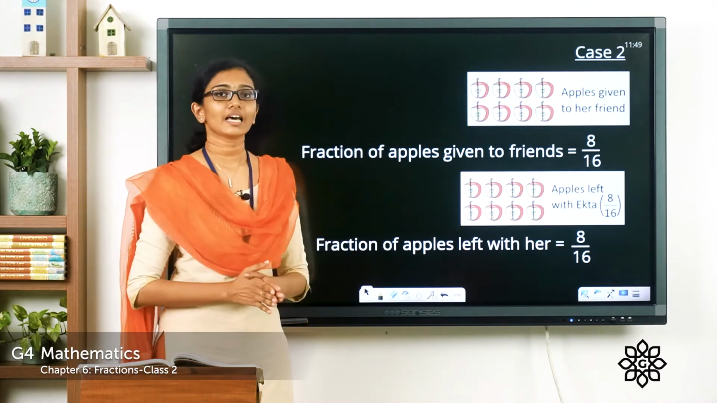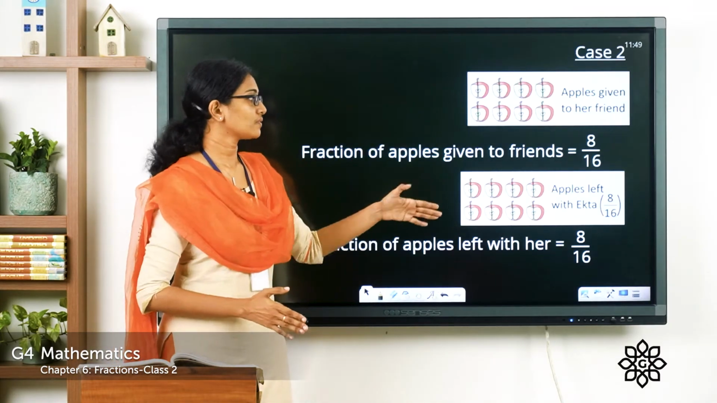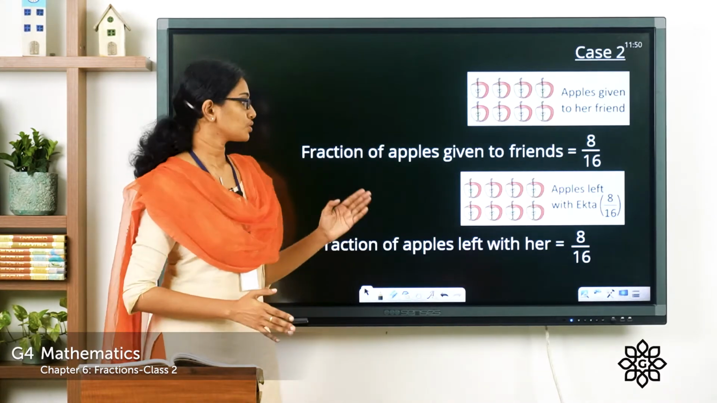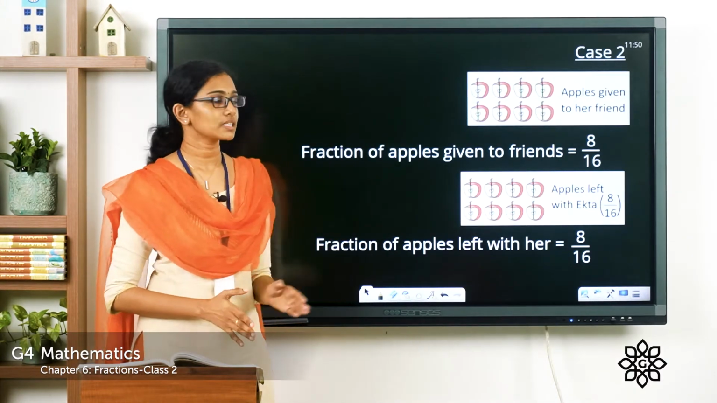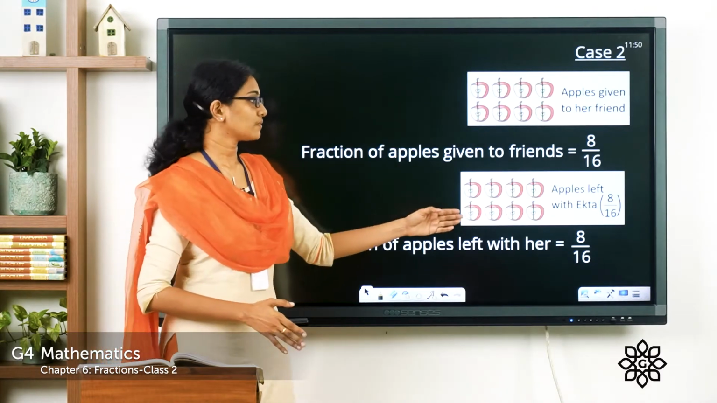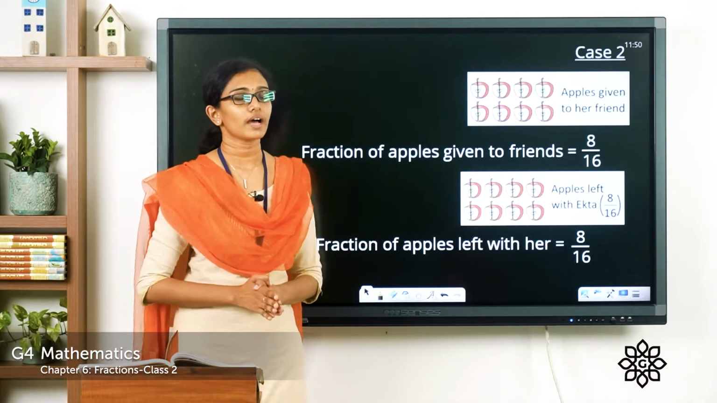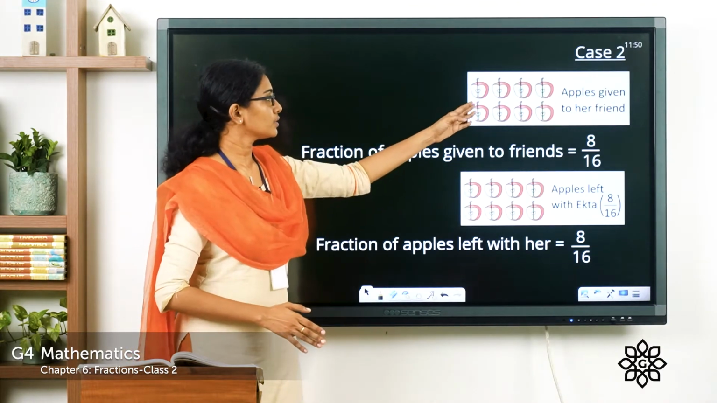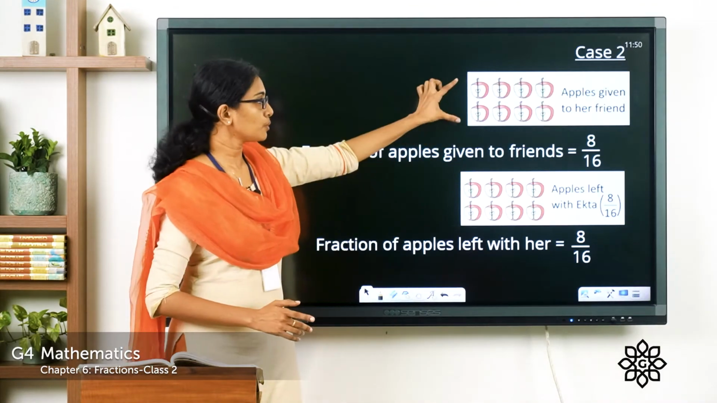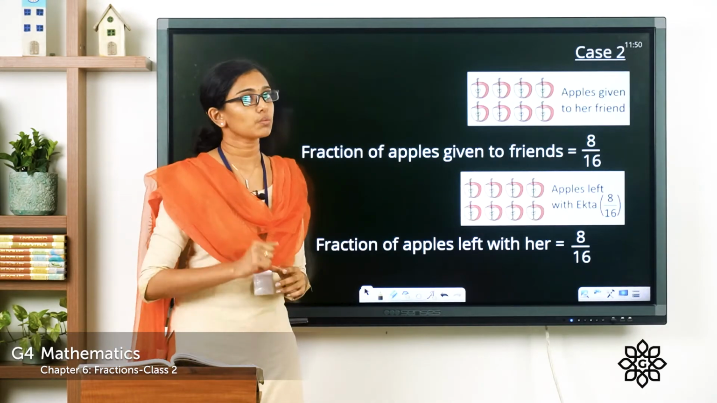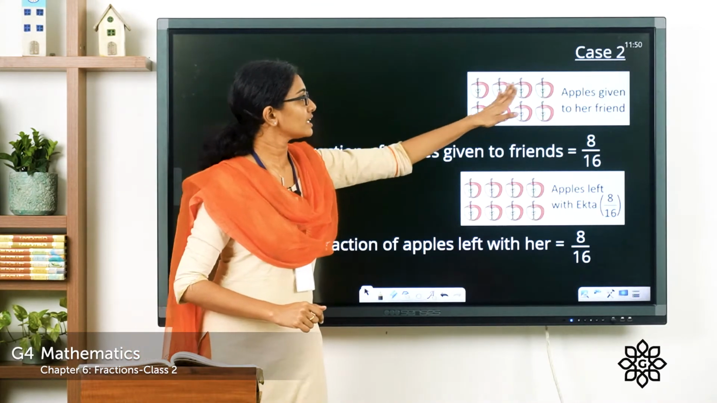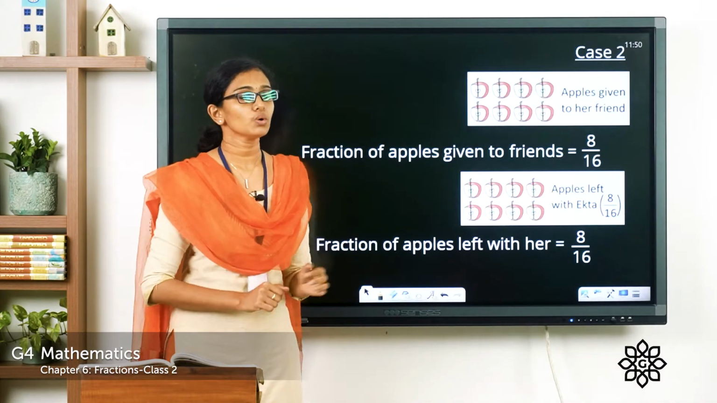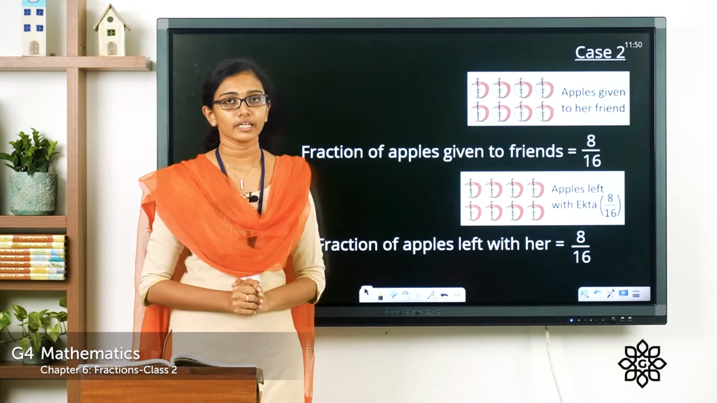Now how many pieces are left with her? She is left with 8 more pieces out of the total 16 pieces. So what is the fraction of apples left with her now? She is left with 8 by 16 of apples. Now look at these figures. Here you can see 2 halves. If you put back these 2 halves together, you will get 1 apple, right? So these 8 halves put back together will give you 4 apples itself, right?